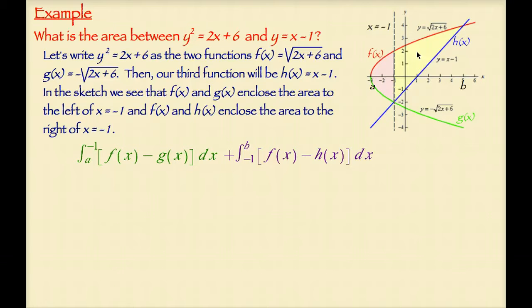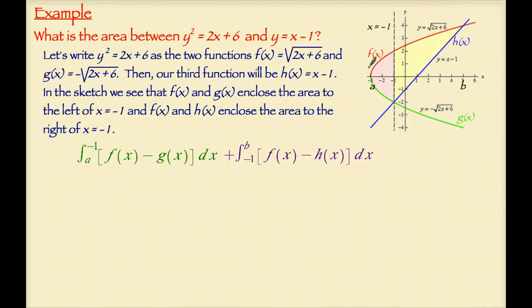This means we'll need to set up two integrals. The first one will be from A, the x-intercept of this curve, to -1 of f of x minus g of x, the top half of the sideways parabola minus the bottom half of the sideways parabola. We'll add to that the integral from -1 to b, this point of intersection between the two curves, of f of x minus h of x, the top half of the sideways parabola minus the line. So let's find these points of intersection and the x-intercept of this curve.